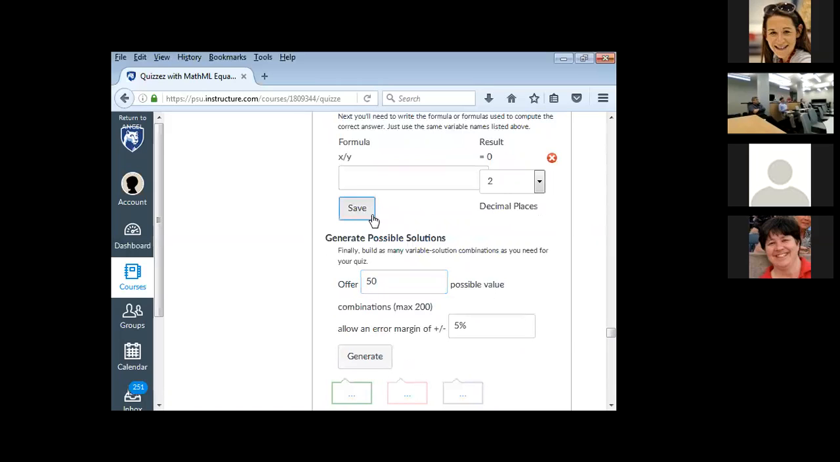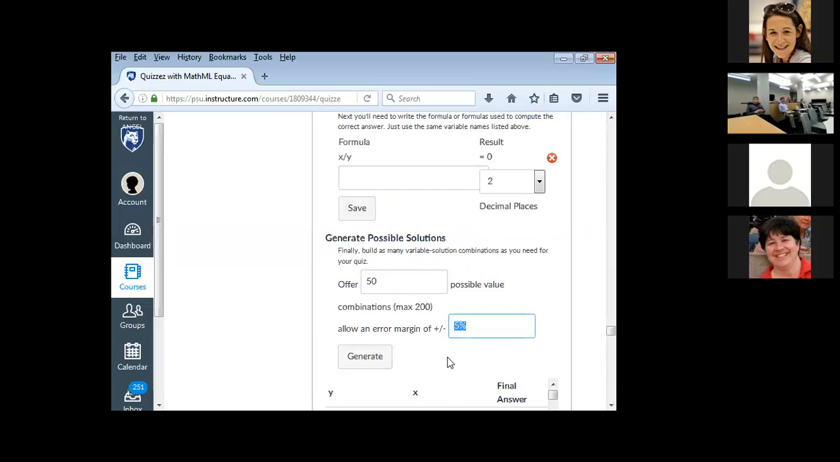I do have a formula, it's up here. So, generate. Now it's making 50 different questions. If you have a class of 10 students, you could say render 10 variations of this question. I don't really understand why that's there, but I go big. I could go up to 200.